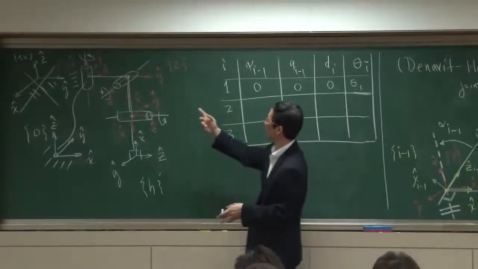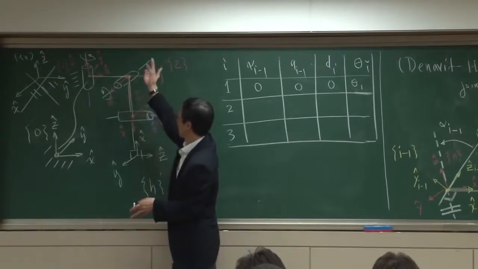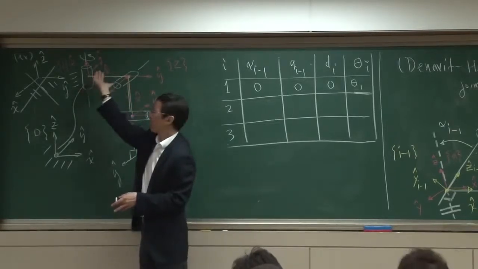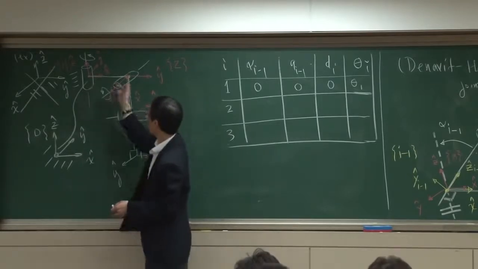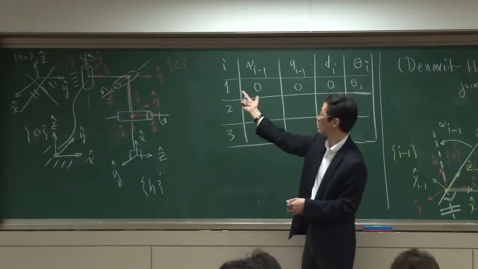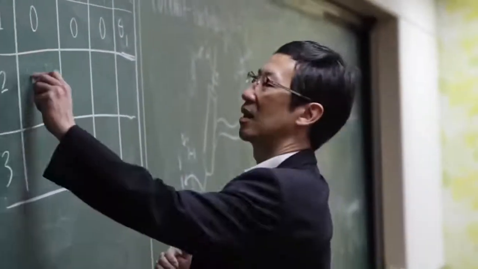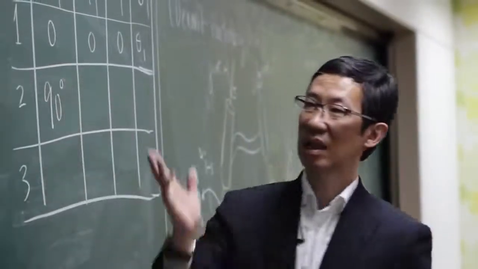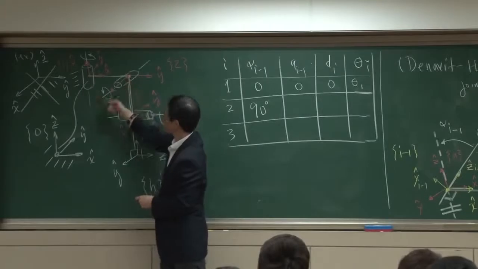Next row. Now let's go from frame 1 to frame 2. First thing, rotate in the x direction by how much? Frame 1, frame 2. So let's line up the z-axis of frame 1 with the z-axis of frame 2. So rotate by 90 degrees. Okay, so that lines up this z-axis with this z-axis.